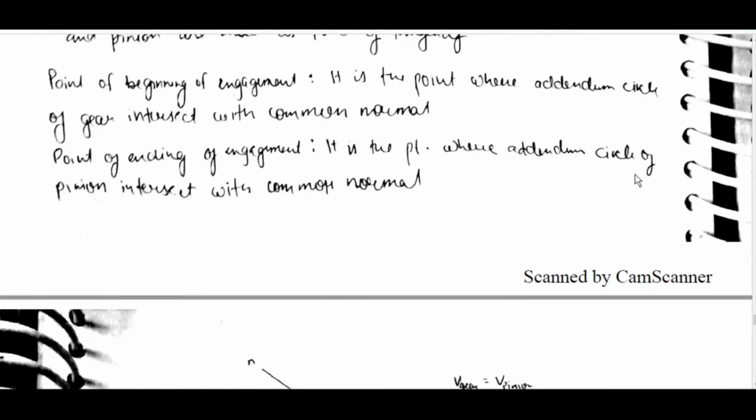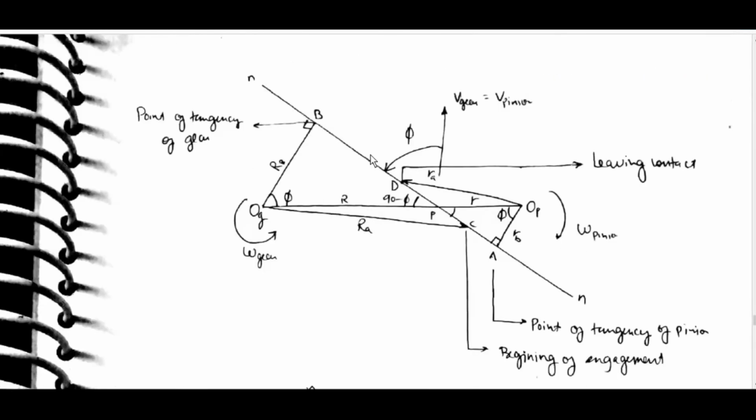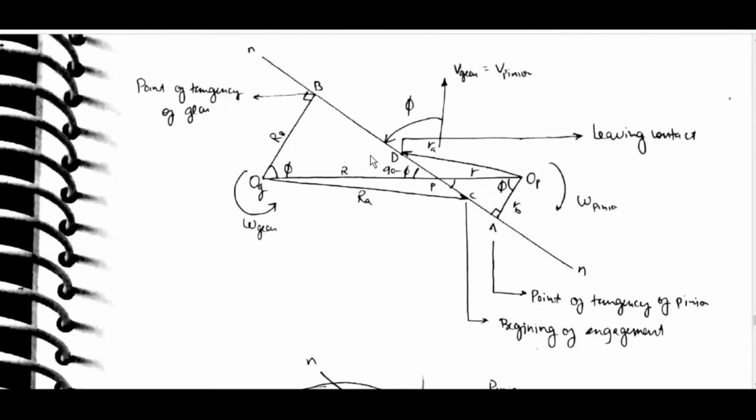it is the point where addendum circle of pinion intersects with common normal. This is the common normal. Omega pinion, omega gear, these are centers. This is the line joining centers. They intersect at pitch point P.